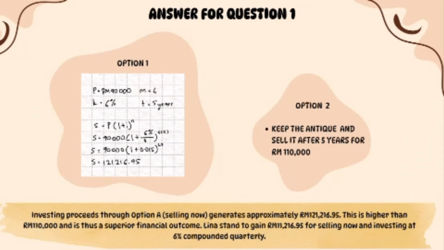In conclusion, investing proceeds through option A generates approximately 121,260 ringgit and 95 cents. It is higher than 110,000 ringgit and is thus a superior financial outcome. Lina stands to get 11,260 ringgit and 95 cents for selling now and investing at 6% compounded quarterly.